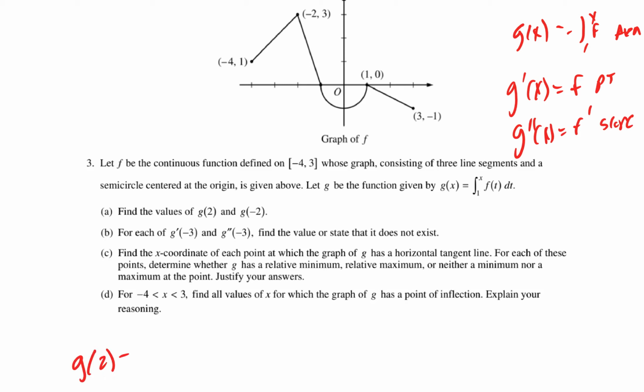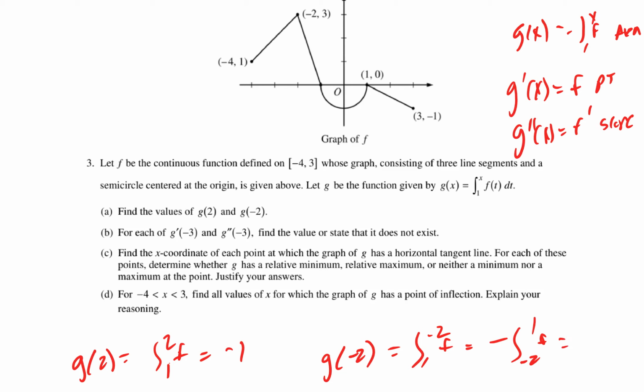So g of 2, we're just going to integrate from 1 to 2 of f. So again, the integral from 1 to 2 is this triangle, so you find it, it's going to be negative 1, 2 times 1, yeah, negative 1. G of negative 2, plug it in, you're going to go from 1 to negative 2. That's going the wrong direction, so you got to flip it. So integral from negative 2 to 1 of f. Negative 2 to 1, oh, that kind of sucks. It is this triangle with that half semicircle.